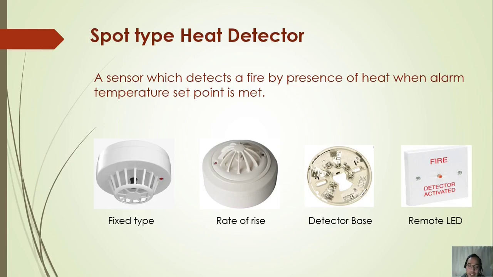But there are actually types of heat detector also. One is what we call fixed type, and the other one is rate of rise. What is the difference between the two? When we say fixed type, it's fixed. When it's triggered, it cannot be restored. So once the temperature is met, like 68 degrees, if this is the alarm set point, once this temperature from the fire is reached, this detector will be activated and it cannot be restored anymore. But in rate of rise, it's actually sensing how many degrees the temperature is rising per minute. So this is the difference between the two.